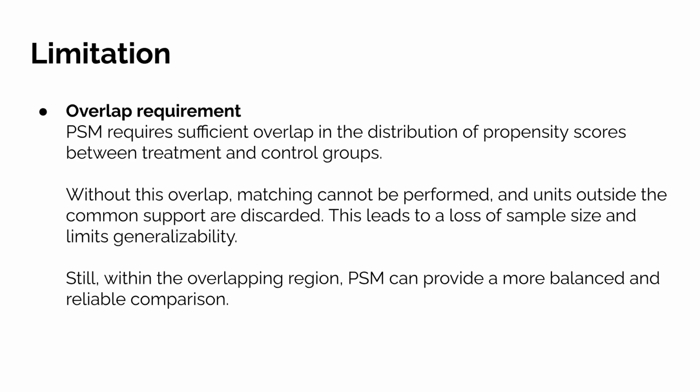PSM requires sufficient overlap in the distribution of propensity scores between treatment and control groups. Without this overlap, matching cannot be performed, and units outside the common support are discarded. This leads to a loss of sample size and limits generalizability. Still, within the overlapping region, PSM can provide a more balanced and reliable comparison.